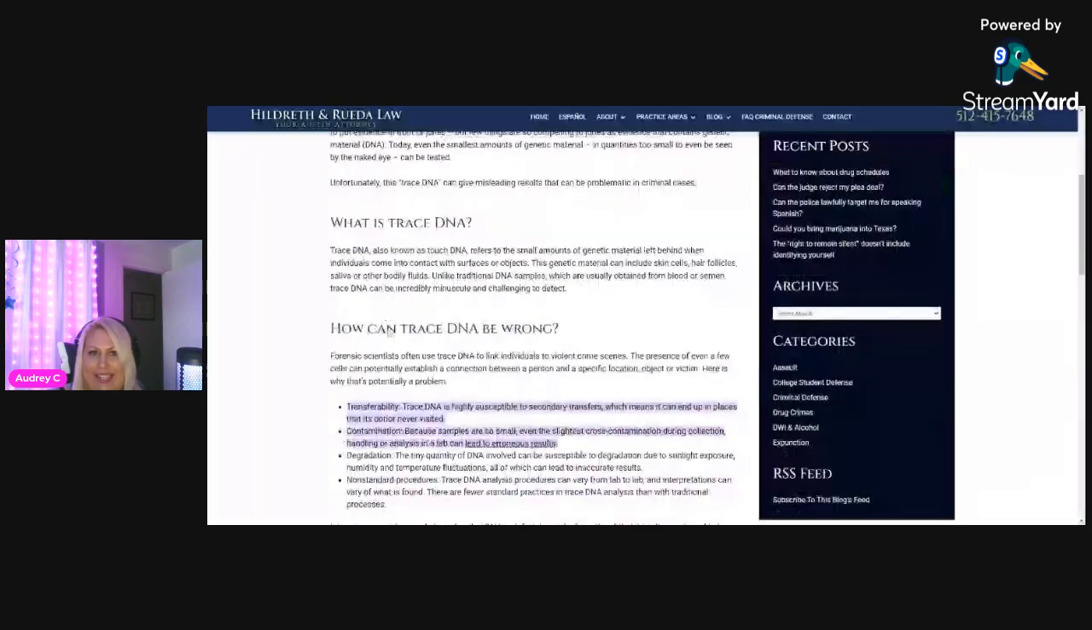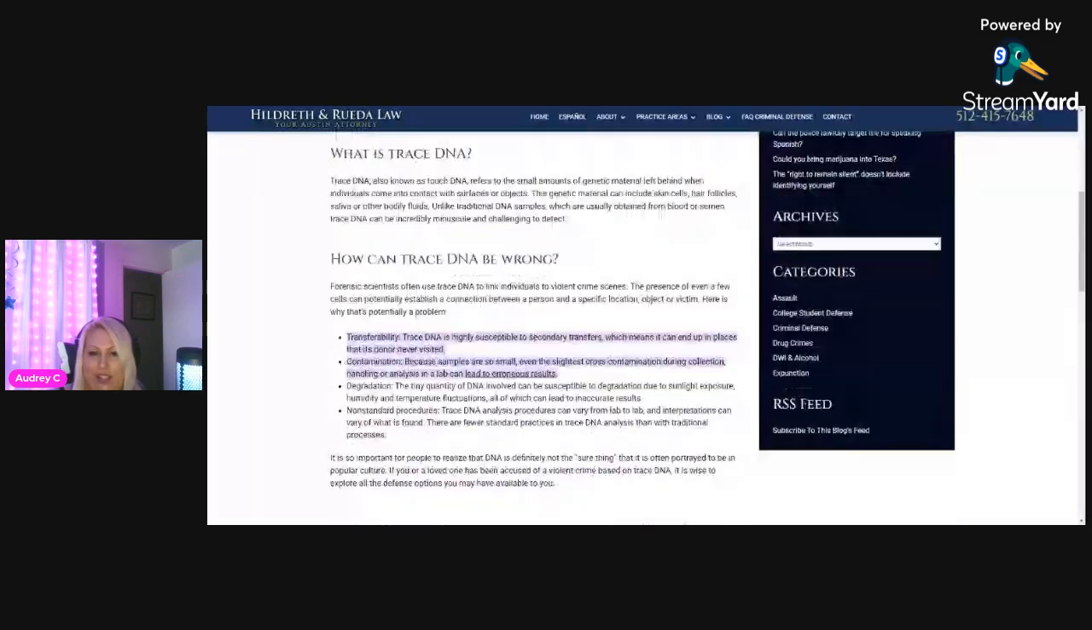What is trace DNA? Trace DNA, also known as touch DNA, refers to the small amounts of genetic material left behind when individuals come into contact with surfaces or objects. The genetic material can include skin cells, hair follicles, saliva, or other bodily fluids. Unlike traditional DNA samples, which are usually obtained from blood or semen, trace DNA can be incredibly minuscule and challenging to detect. How can trace DNA be wrong?